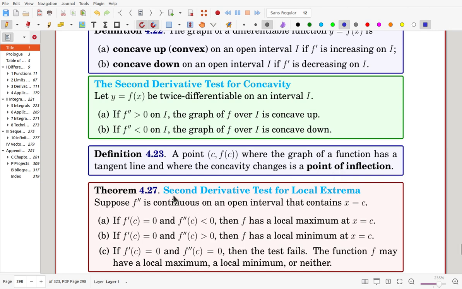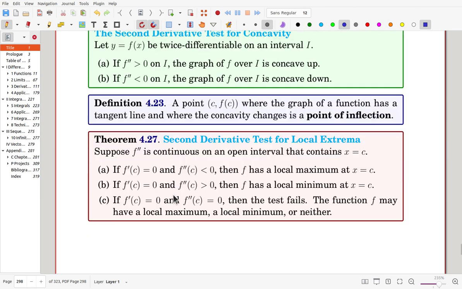The second derivative can be used for recognizing local extrema. Here we have 3 cases. Now f prime at c equals 0, which means that c is a critical point. If the second derivative is negative at the point, that means it is concave down, so f has a local maximum at the point.